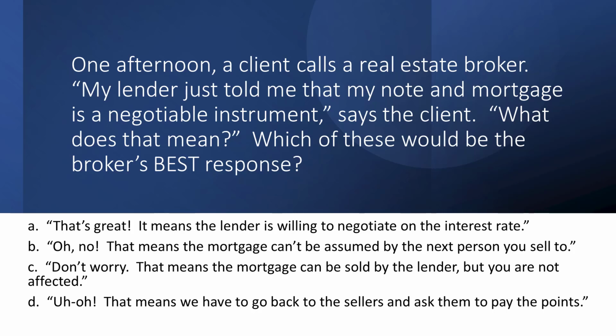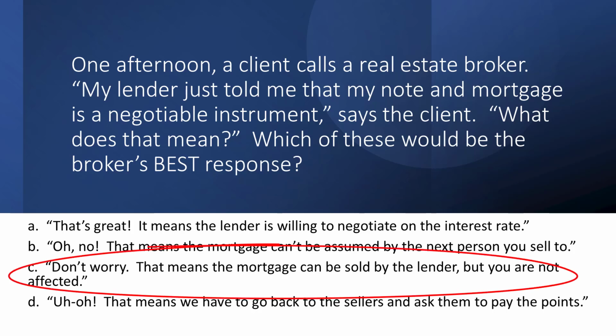Well, your answer is C. Don't worry. That means the mortgage can be sold by the lender, but you're not affected. Negotiable instruments are transferable. A note and a mortgage will often be sold on the secondary market. In the sales process, though, the terms of the mortgage usually won't be changed or can't be changed, such as interest rate and monthly payment.